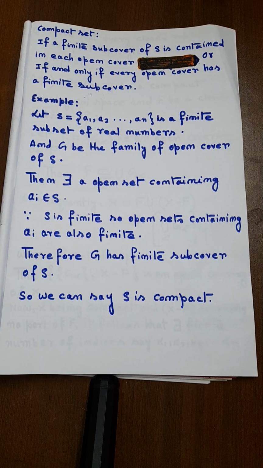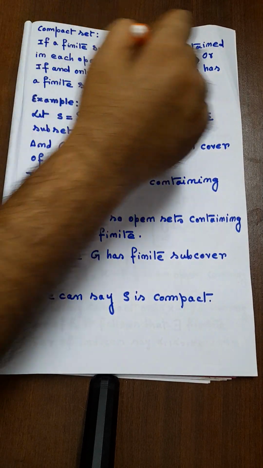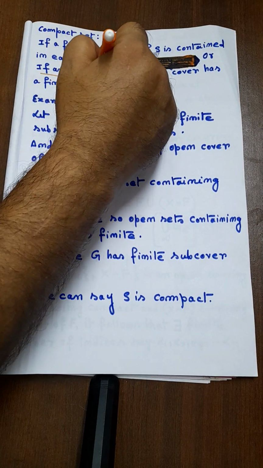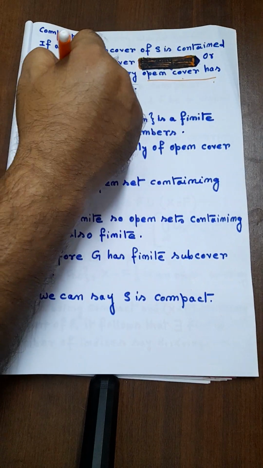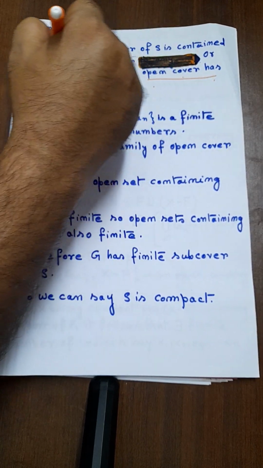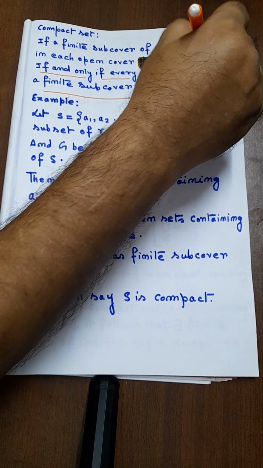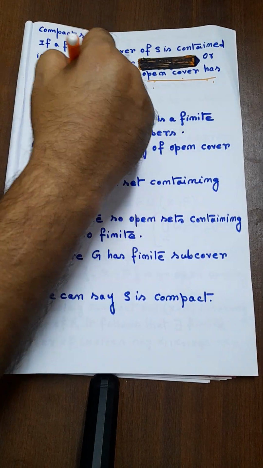So, what is a compact set? A set is compact if and only if every open cover has a finite subcover, that is, if a finite subcover of S is contained in each open cover. This is the more precise statement. Then it's called a compact set.